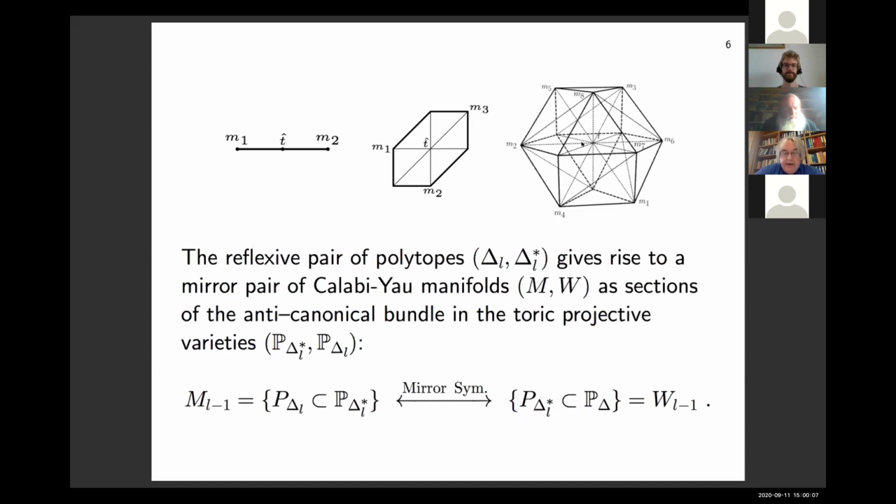And then we have Batyrev mirror symmetry. And we get 2 manifolds, and the lower index always indicates the dimension of this manifold. So it's L-1, and they are both Calabi-Yau, and that is the mirror Calabi-Yau. So I use this joke that Candelas made, that W is mirror to M. And these are my 2 manifolds.